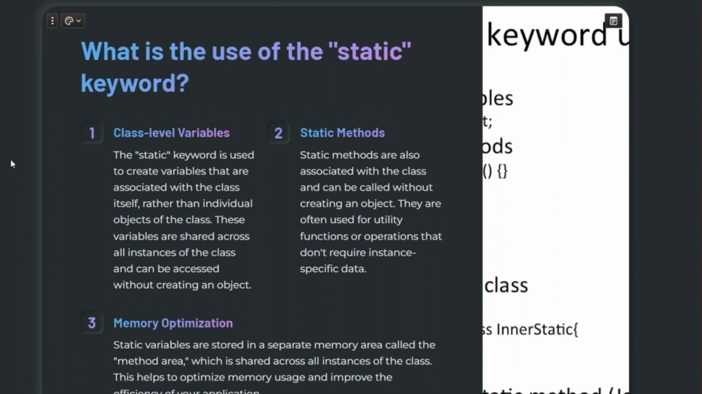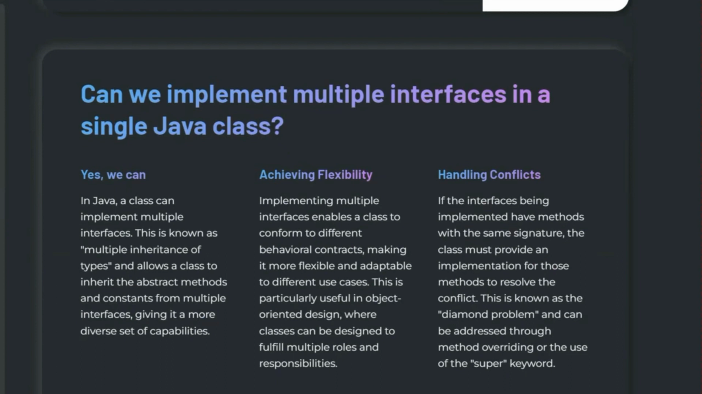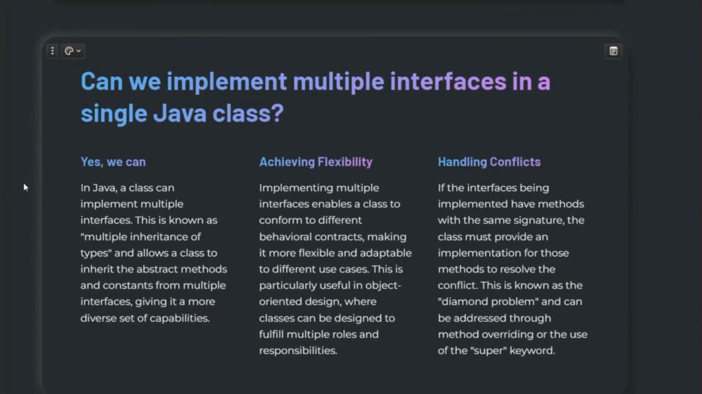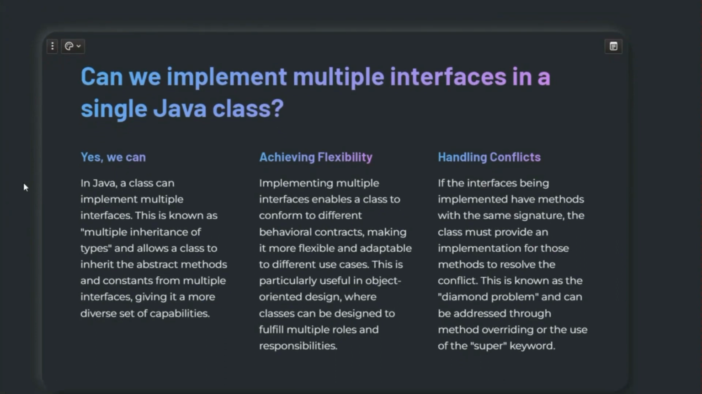So let's go to the next question: can we implement multiple interfaces in a single Java class? So what should be your answer? Just think a little, then start matching if you are right or not. A single Java class can implement multiple interfaces. Yes, this is possible. This allows for a form of multiple inheritance, as a class can inherit types and methods from multiple source interfaces, right? Just remember, give a real-time example or the syntax whenever you can.